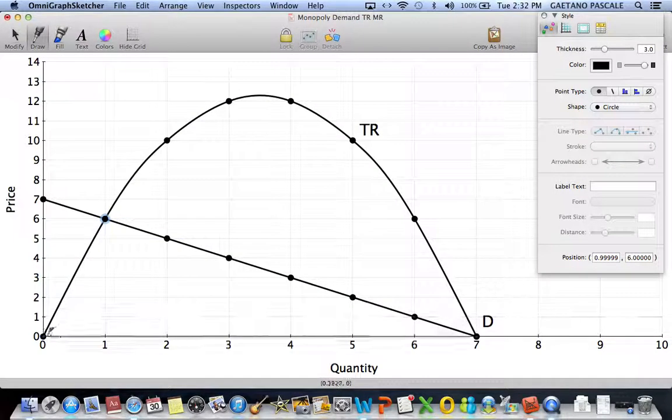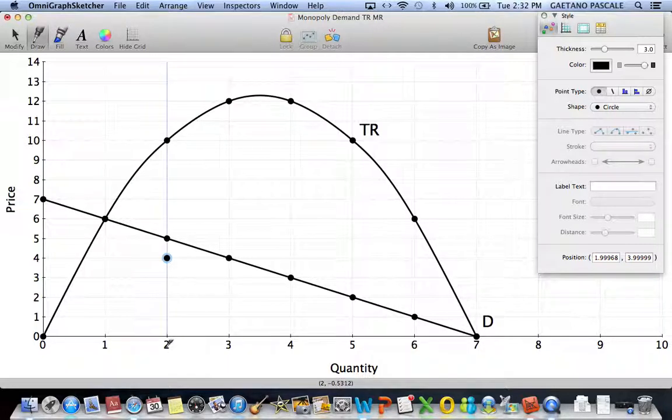Because originally our total revenue was equal to 0. When we sold 1 additional unit, our total revenue is equal to 6, so therefore total revenue changed by 6 units. So if we go from 1 to 2, what's the change in total revenue? Total revenue goes from 6 to 10. So that's an increase of 4. So at 2, marginal revenue is equal to 4.